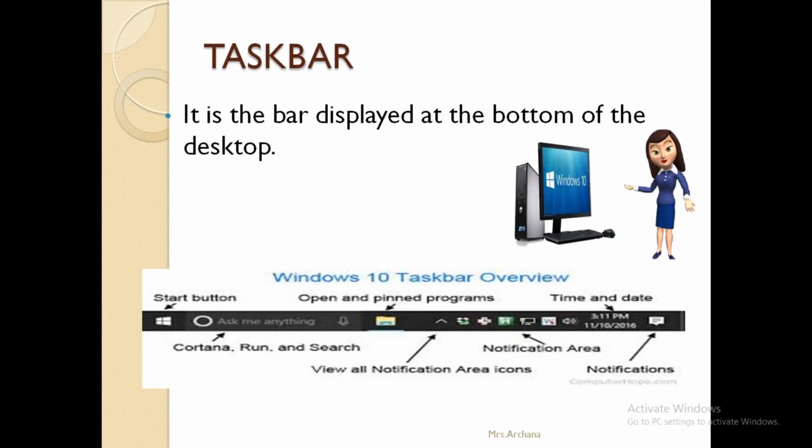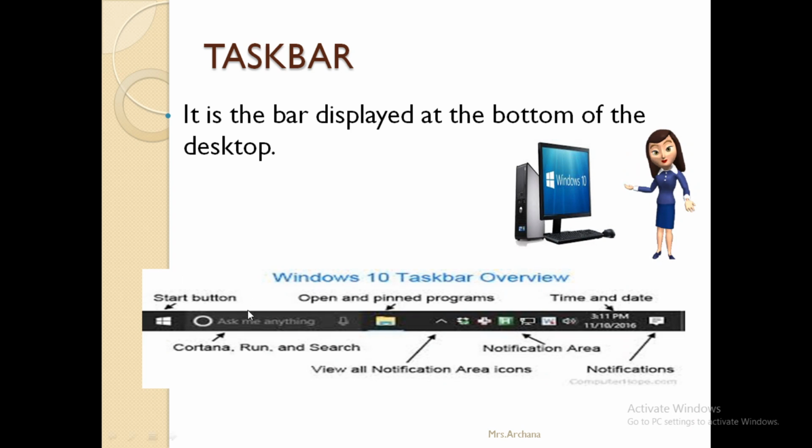Next is your taskbar. Where will we find this taskbar? We generally find it at the bottom of the desktop. It consists of several parts. See, this is your start button. The start button has many applications. Later on, as we proceed through the chapter, I will explain the use of this.